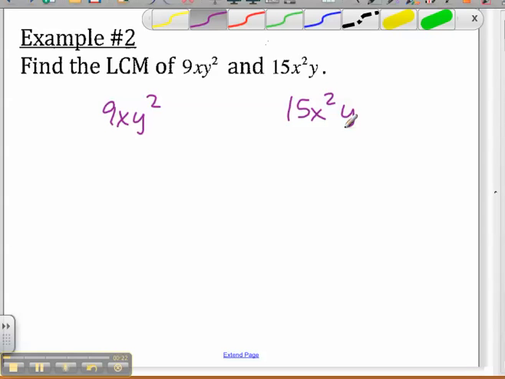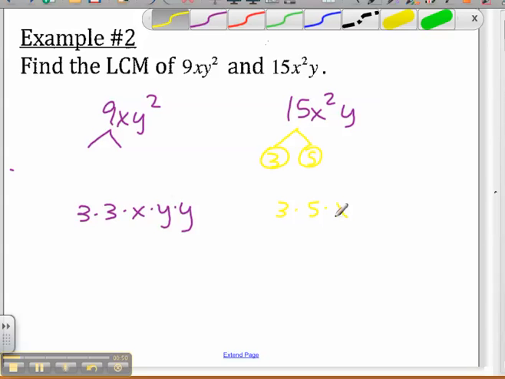I need the prime factorization. So what's the prime factorization of 9, Rex? 3 and 3. Okay? And then I need x, y, y. Does everybody agree that's the prime factorization for that first one? We're good there? Now, Spencer, what's the prime factorization for 15? And they're both prime. So I've got 3 times 5 times x times y.